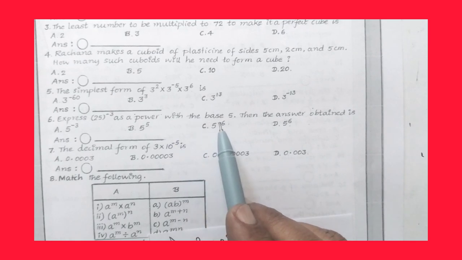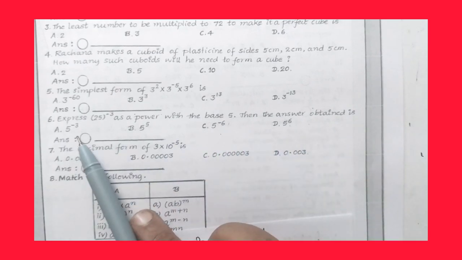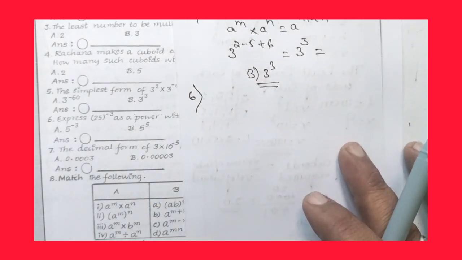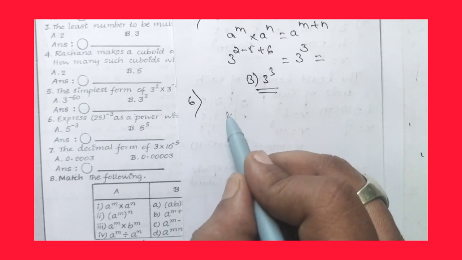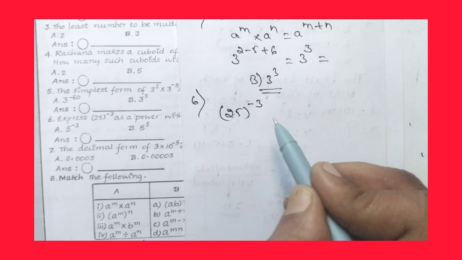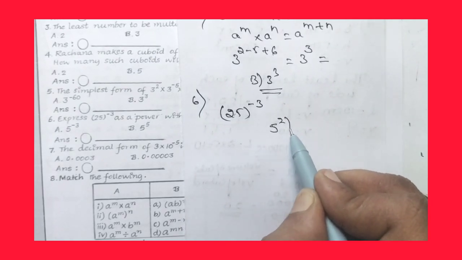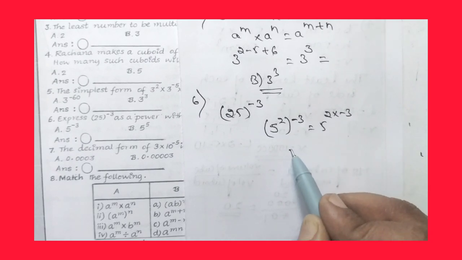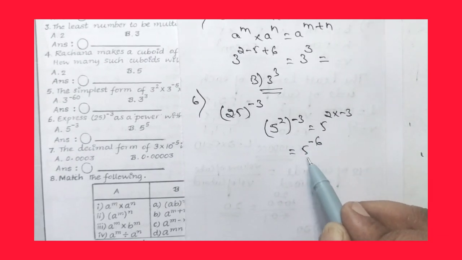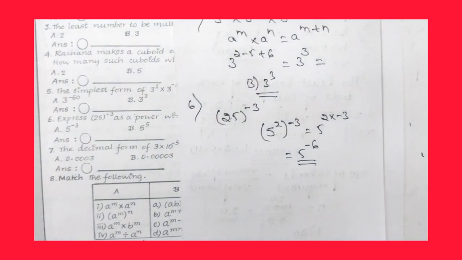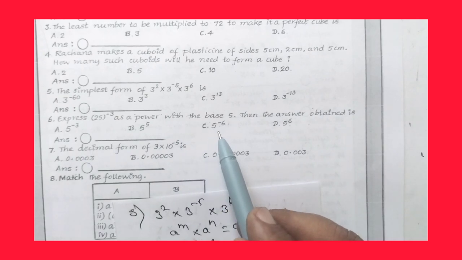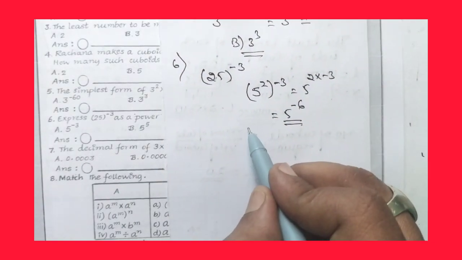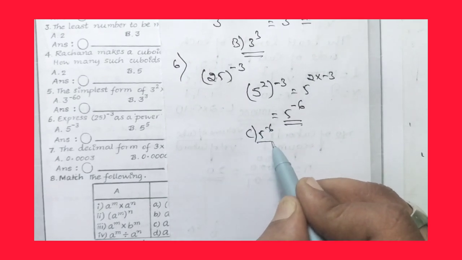Now let us move to the sixth question. The sixth question is: express 25 to the power of minus 3 as a power with the base 5. So you have to express it in the form of base 5. They have given 25 to the power of minus 3. So 25 can be written as 5 to the power of 2 whole to the power of minus 3. That is equal to 5 to the power of 2 into minus 3. That is equal to 5 to the power of plus into minus is minus, 2 threes are 6. So 5 to the power of minus 6 is the right answer. If it is 5 to the power of minus 6, option C. So for the sixth question, option C, 5 to the power of minus 6.